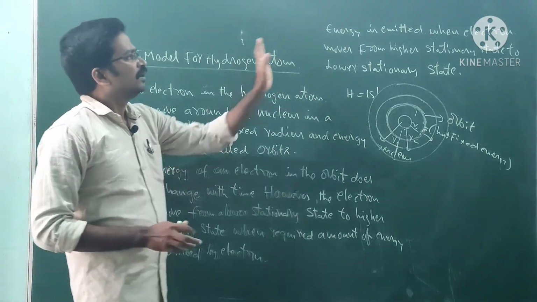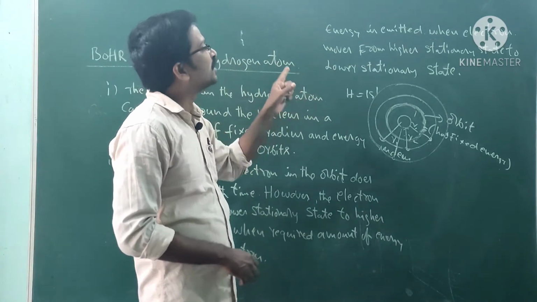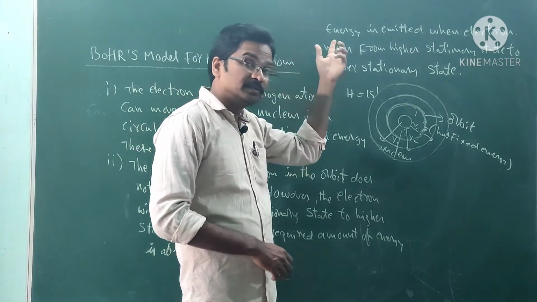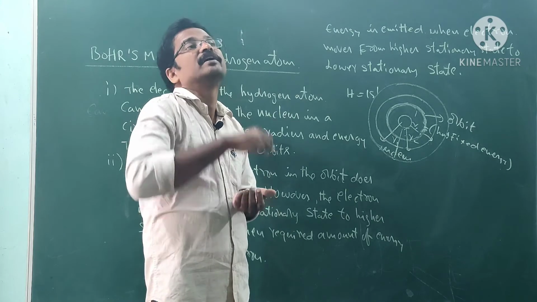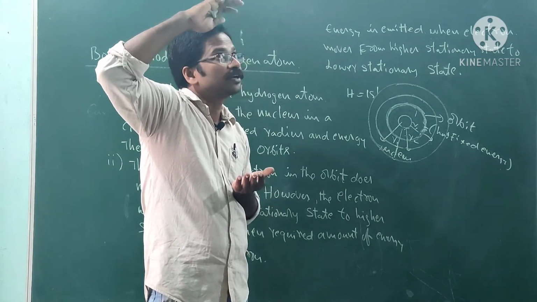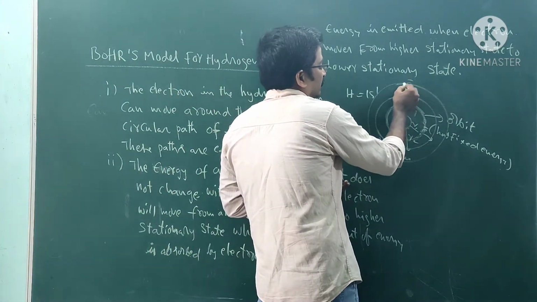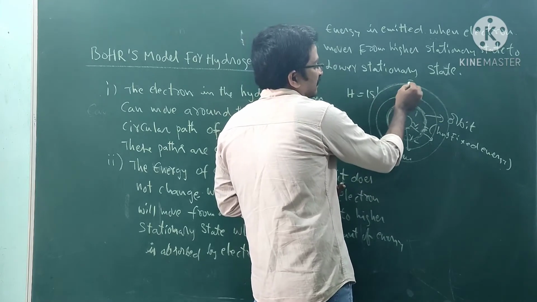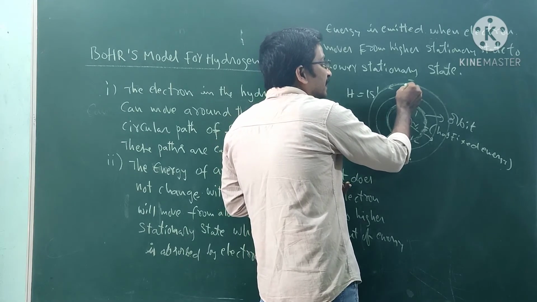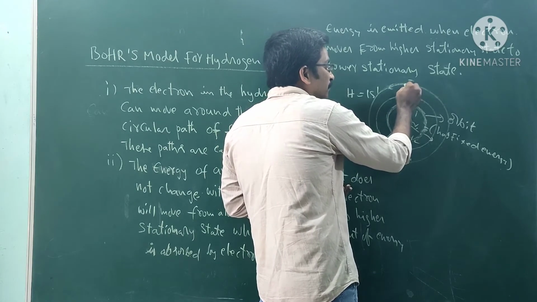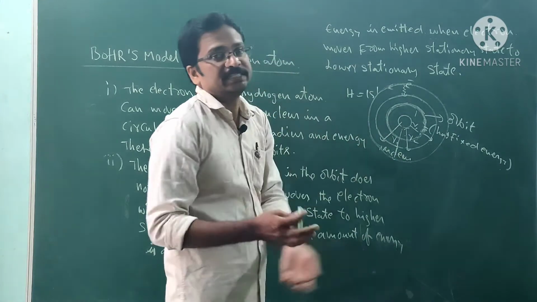Next, energy is emitted when an electron moves from a higher energy state to a lower energy state. It is also possible. An electron in a higher energy state is not stable. Whenever the electron goes from a higher level to a lower energy level, if you take an electron revolving around the nucleus like this, here the electron moves in this orbit, it can emit the energy. It can give the energy.